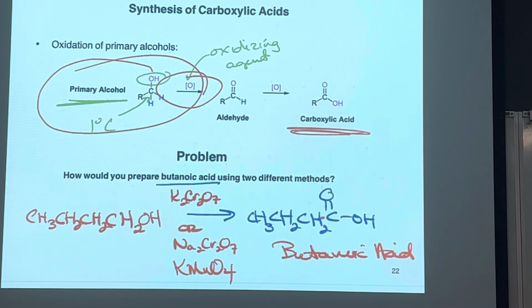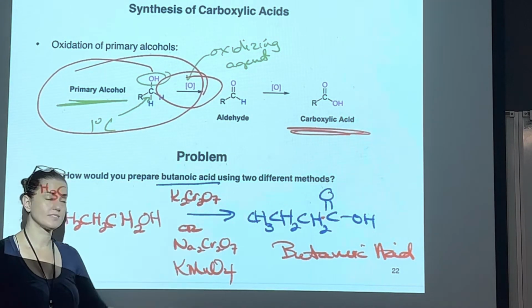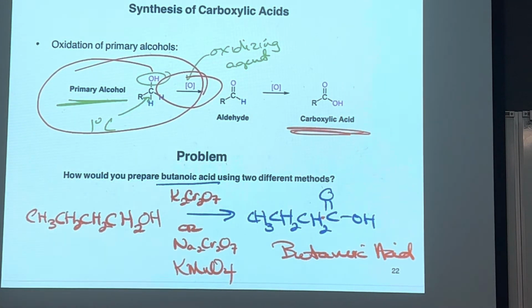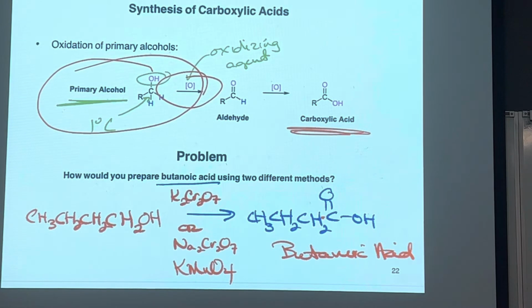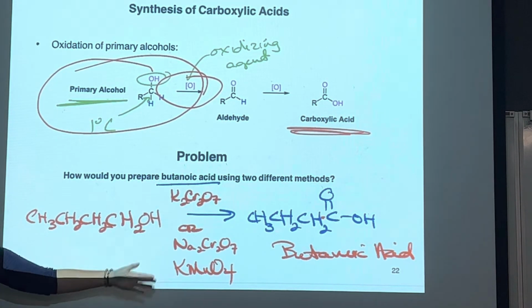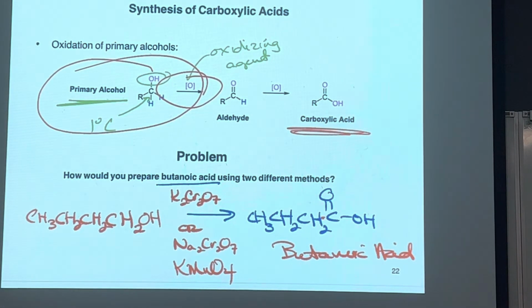Do you guys remember doing that one? Okay. So what atom do you notice we have a lot of in our oxidizing compounds? Oxygen. Are we okay with that? Do you guys remember seeing these? The dichromates are the ones that went orange to green. The potassium permanganate is the one that went purple to poop, brown. Do you remember this from lab? Yes, you did this, okay.